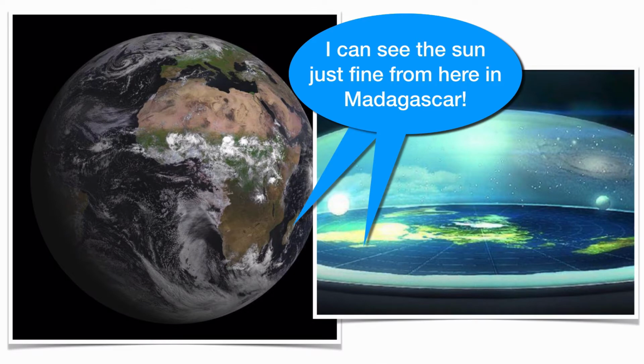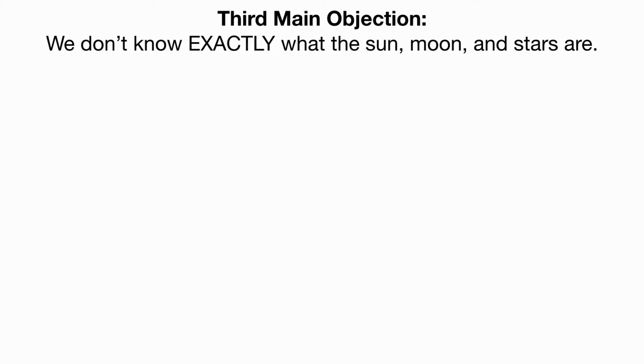And so, for example, if you're standing in Madagascar and it's a sunny day, you could say, I could see the sun just fine from here in Madagascar. So you can definitely look up in the sky and examine the sun. The third main objection is we don't know exactly what the sun, moon, and stars are. And this is fair. There are some people who have proposed theories of exactly what their composition is. But let's say you don't believe them. You don't know exactly what the sun, moon, and stars are.